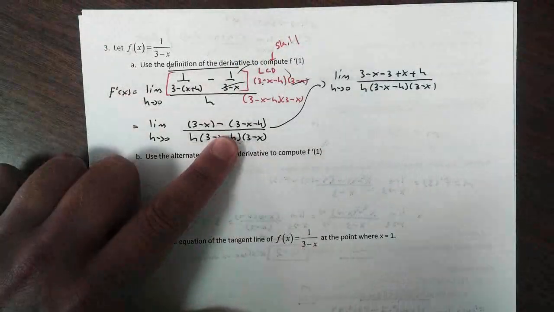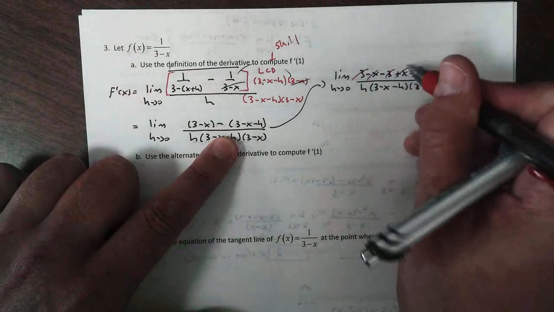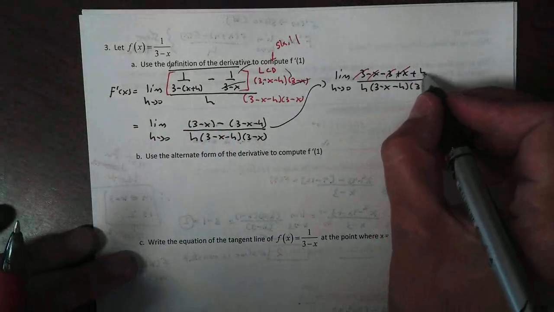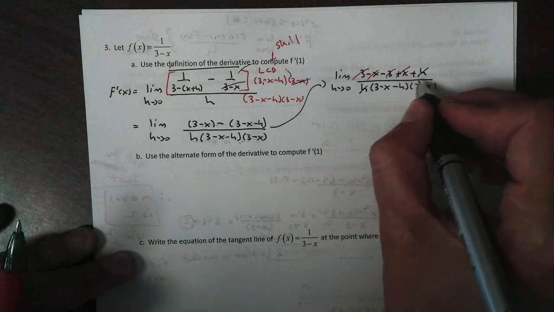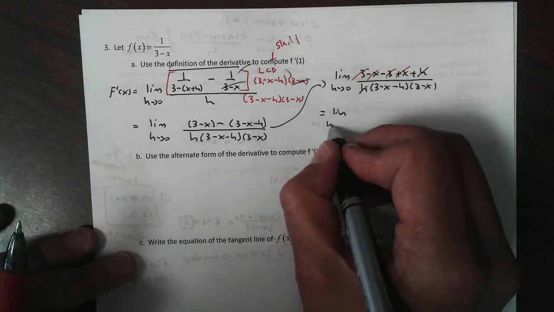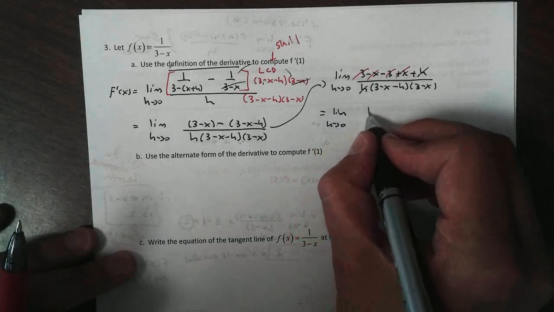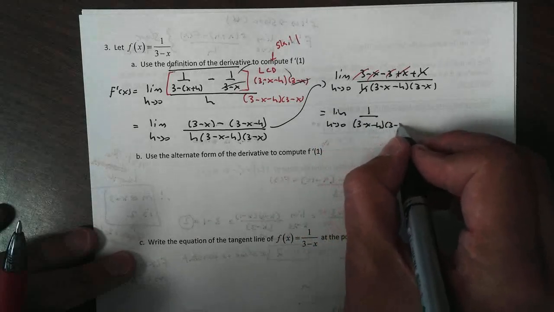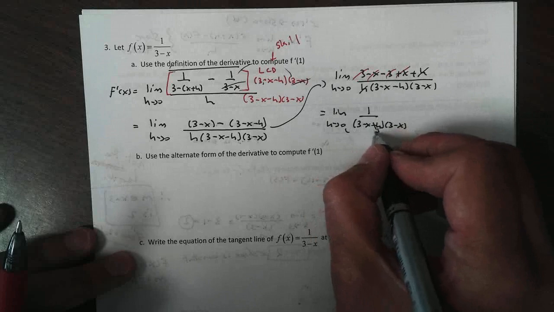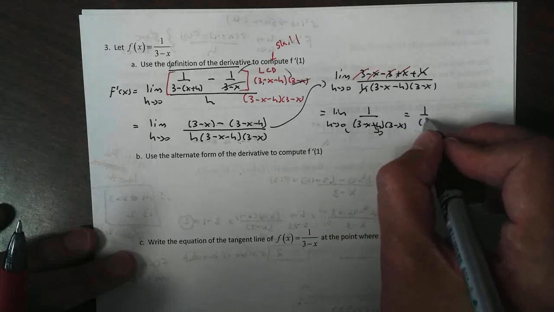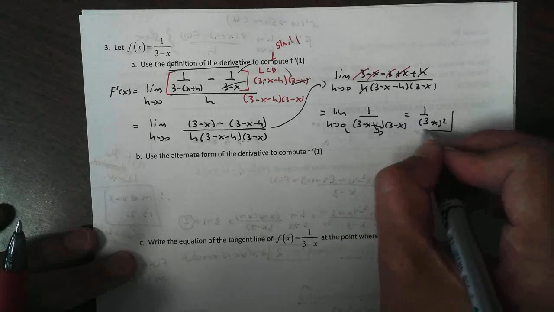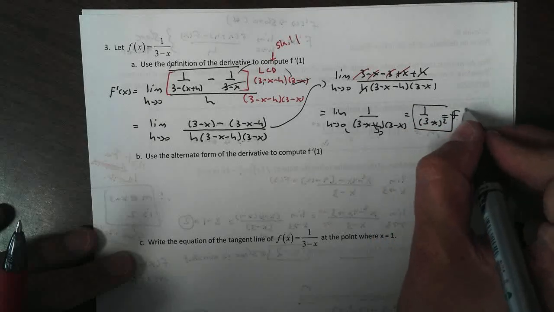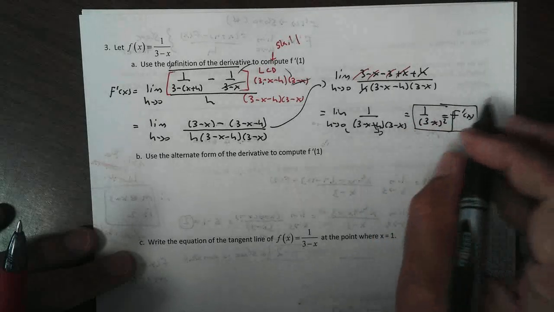And again, anything that does not have an h better cancel out. And what I'm left with is just this h on top. So those cancel. So I'm left with the limit as h goes to 0 of 1 over 3 minus x minus h times 3 minus x. Let h go to 0, and we're left with 1 over 3 minus x squared right there. And there's our derivative right there.